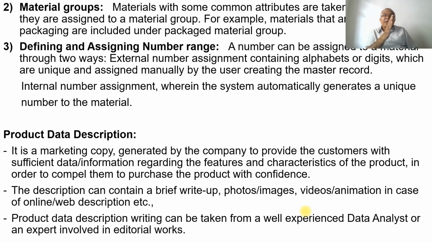Defining and assigning number range. A number can be assigned to a material in two ways. External number assignment, containing alphabets or digits which are unique and assigned manually by the user creating the master record. Internal number assignment, wherein the system automatically generates a unique number for the material. In the next video, we are going to discuss the product data description.